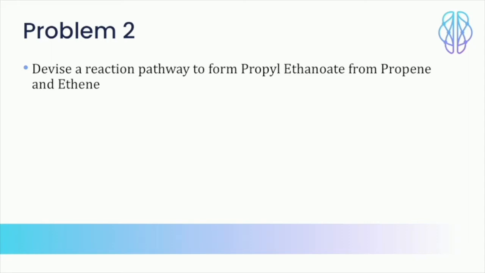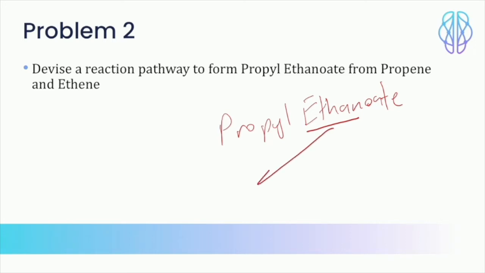So in the second reaction, we're asked to devise a reaction pathway to form propyl ethanoate from propene and ethene. Now let's break down what propyl ethanoate is. So as you can see, we've stepped up the difficulty a little more, so it's a little less straightforward. So propyl ethanoate, if you recall from the way we name esters, the prefix in front of the -oate part is the carboxylic acid.